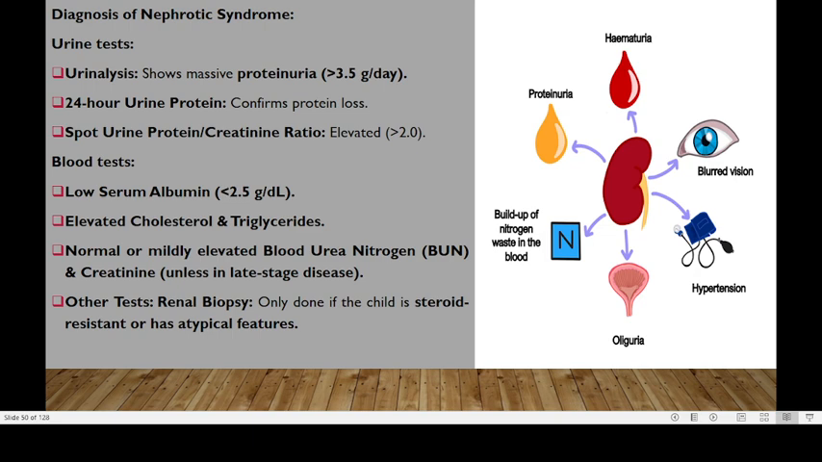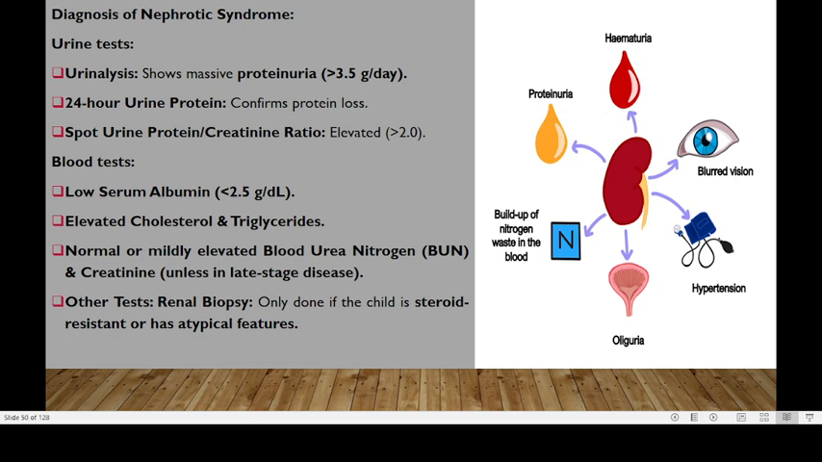So we could also look at urine protein, that's 24-hour urine, which will confirm protein loss. Spot urine protein to creatinine ratio will be elevated, more than 2. Blood test, you're going to have low serum albumin, right? So serum albumin less than 2.5 grams per deciliter, elevated cholesterol and triglycerides, normal or mildly elevated BUN and creatinine unless in late stage disease.